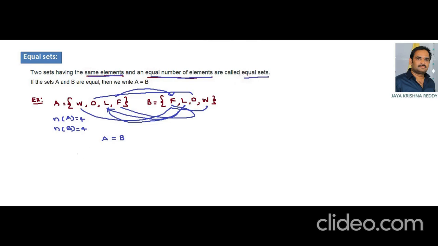And we can define equal sets in another way, that if A subset B, means each and every element of set A belongs to set B, and B subset A, each element of B belongs to set A, then the two sets are equal sets. A equals to B. Here the order of the elements doesn't matter. The elements should be equal from both the sets. So we can say that A equals to B.